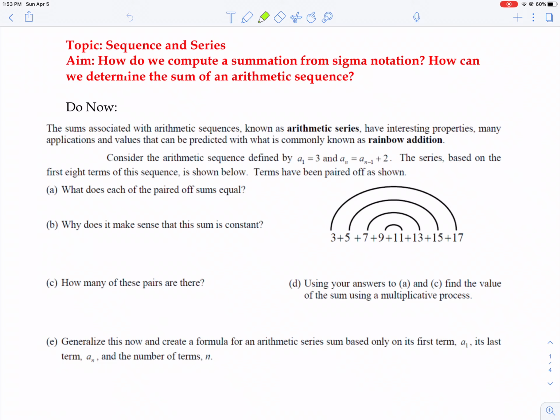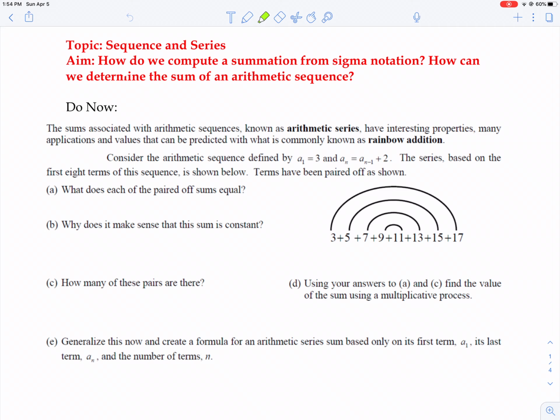Today we are going to continue our sequence and series, and we're going to talk about some summation, and we're going to start talking about arithmetic series. So you guys already know about arithmetic and geometric sequences along with recursive sequences. So in the do now, you may just want to pause me for a minute and try to answer the questions and then go back.